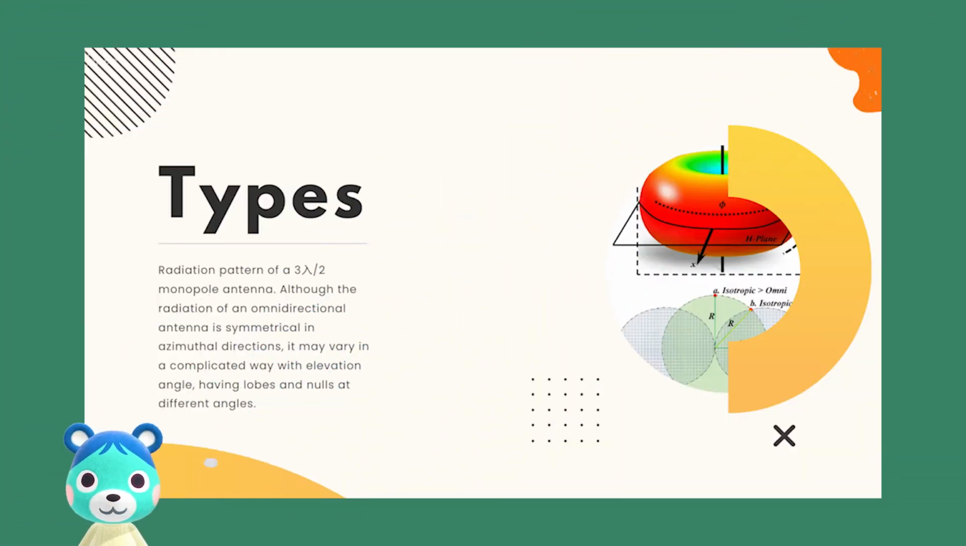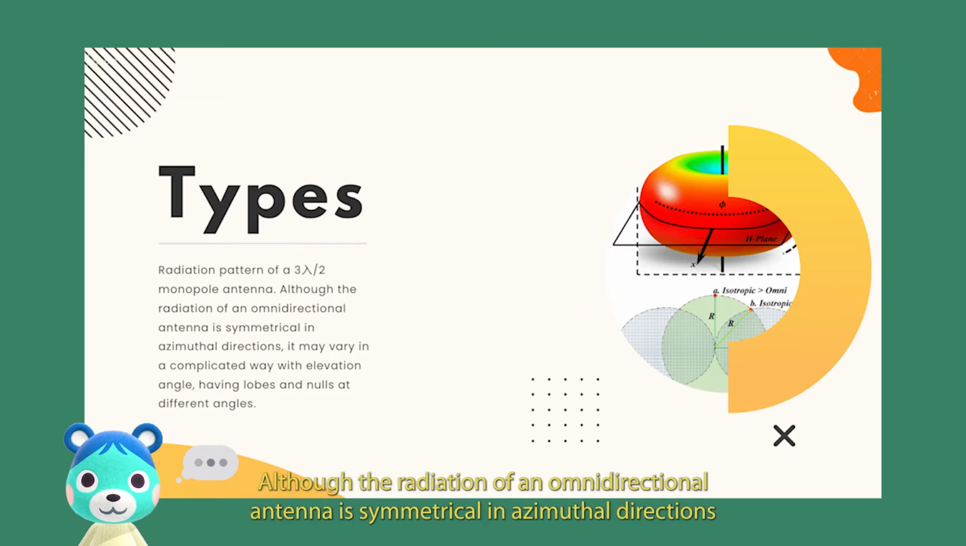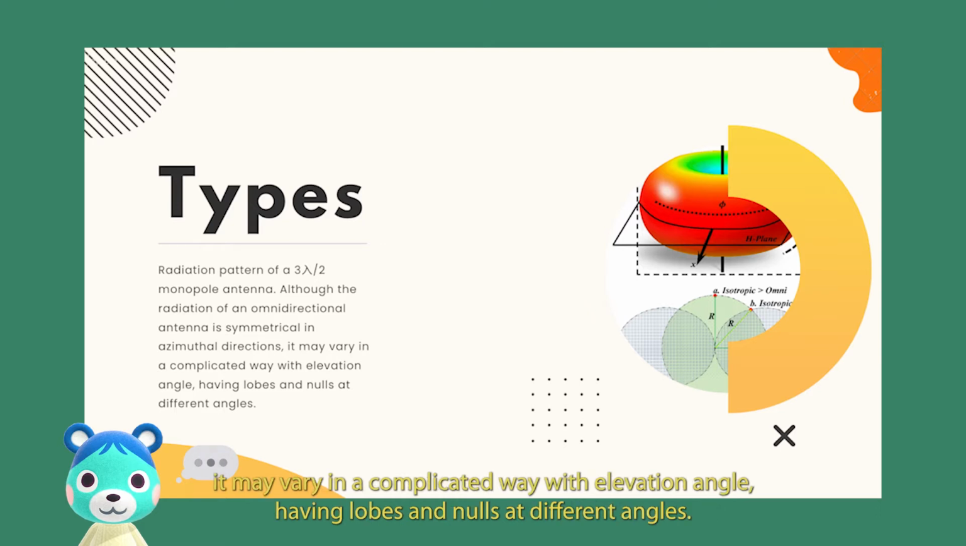The next topic is the types of omni antenna. The radiation pattern of a lambda over 2 monopole antenna, like that of an omnidirectional antenna, is symmetrical in the azimuthal direction. It may vary in a complicated way with elevation angle, having lobes and nodes at different angles.